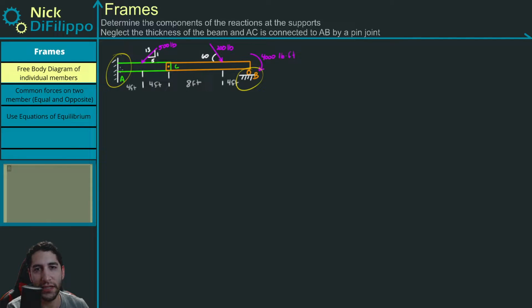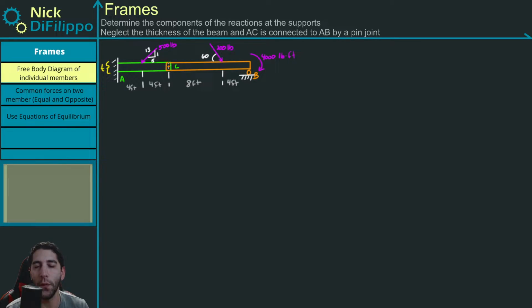Now, A is a fixed support, B is a roller. We are also told a couple of other things. First, we can neglect the thickness of this beam. That's going to simplify our analysis when we deal with forces that are in the x direction because they're all going to lie on the same plane. The other thing we are told is that point C right here connects AC and CB by a pin force. And that's going to be important when we draw our free body diagrams.